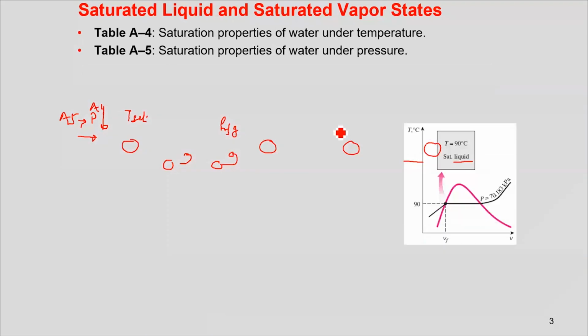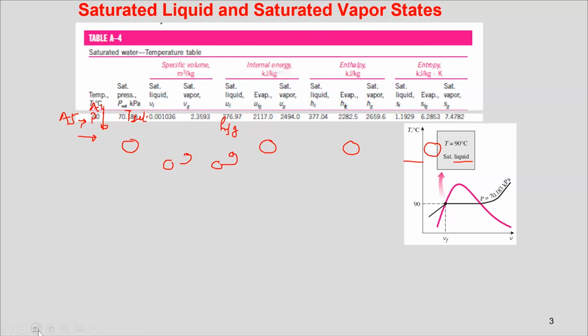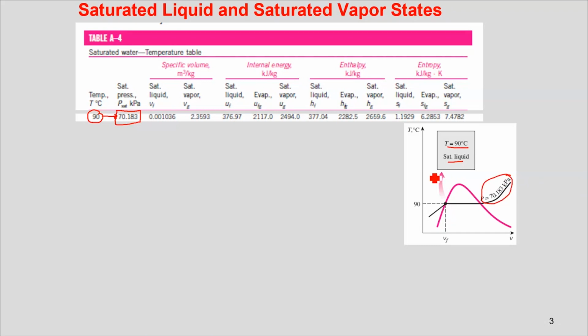Now, moving on towards the understanding of the table, as I had mentioned, in the saturation temperature table, if you know that your system is saturated liquid at 90 degrees centigrade, essentially, if you want to find out the pressure corresponding to 90 degrees centigrade, that would be your saturation pressure, and this pressure would be constant if you are having the constant pressure line like this shown in the diagram.